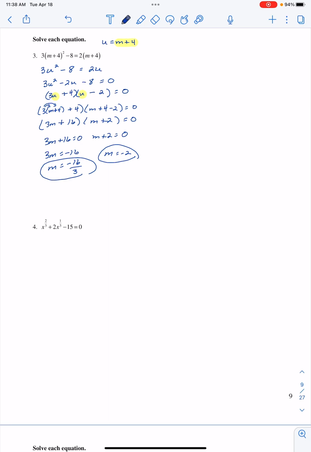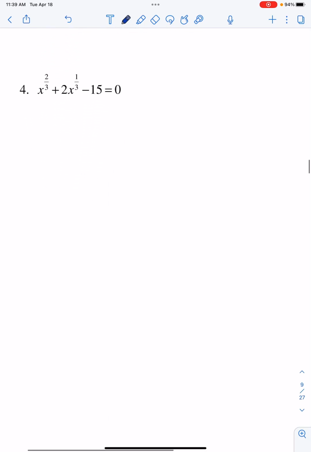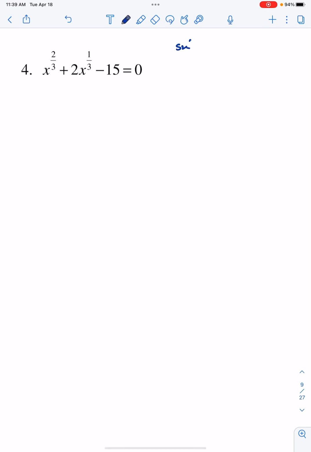Four is one that we have not really thought of yet. So I'm going to show you how to think about this one by using substitution, meaning we need to think about what we could put u in for. Here's how we're going to do that.